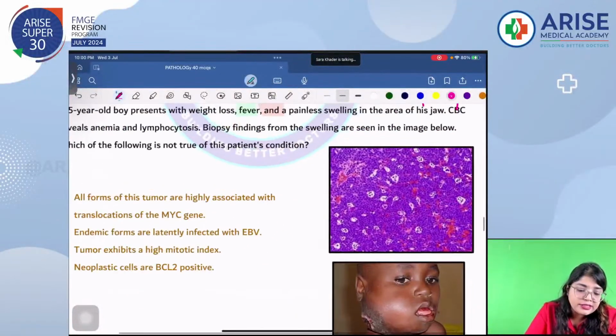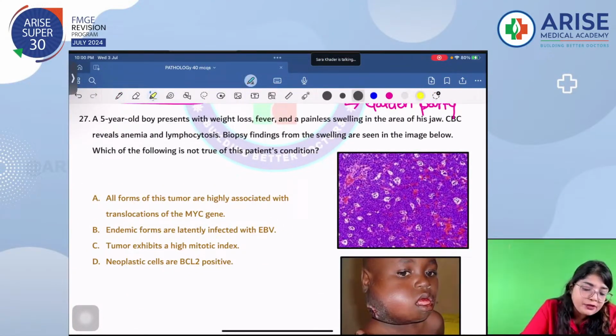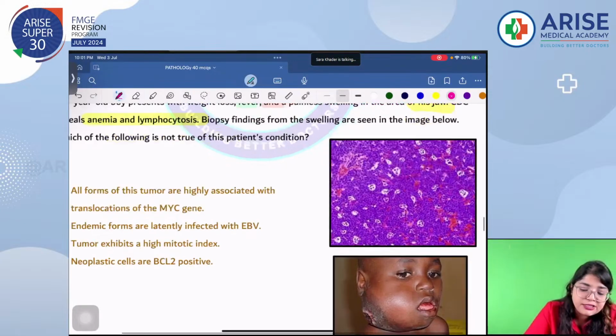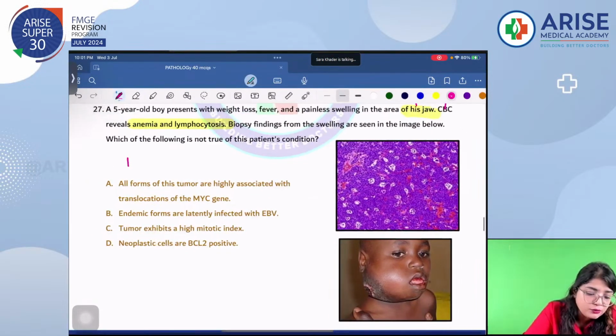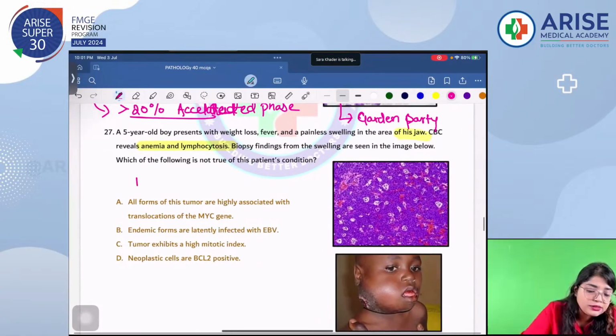Now look at the next question. A 5-year-old boy presents with weight loss, fever, and painless swelling in the area of his jaw. CBC reveals anemia and lymphocytosis. Biopsy finding from the swelling is seen in the image below. Which of the following is true in this patient? So most likely diagnosis. Can anybody tell me what is the diagnosis that you see here? Diagnosis is Burkitt's lymphoma.